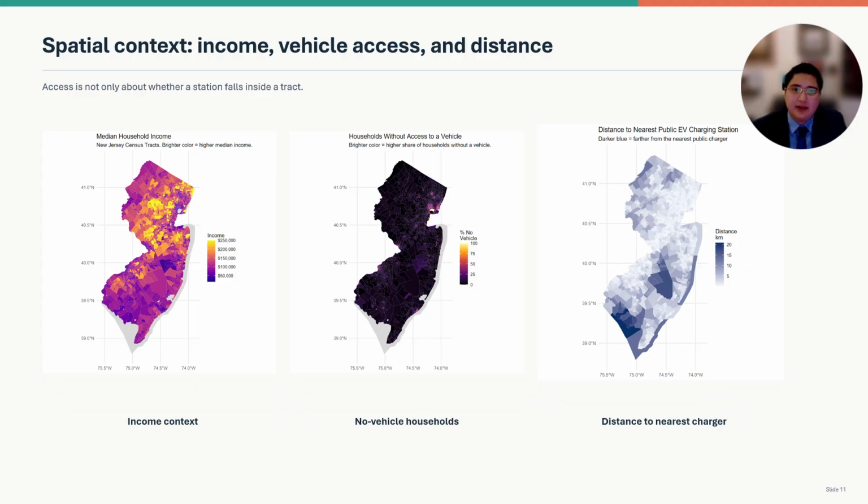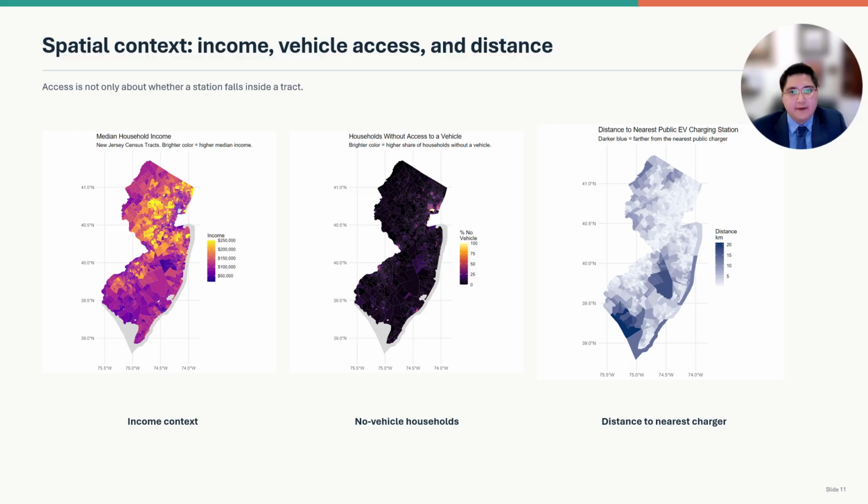So these maps add spatial context around the charging patterns. The income maps help us show where higher income tracts are located. It is useful for comparison, but it should not be interpreted as proof that income directly causes station placements. The no vehicle household map is an equity context variable, where areas with higher no vehicle shares may not necessarily have higher electric vehicle demand today, but they are important for thinking about transportation access more broadly.